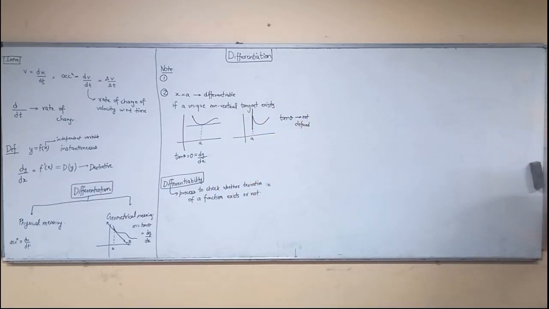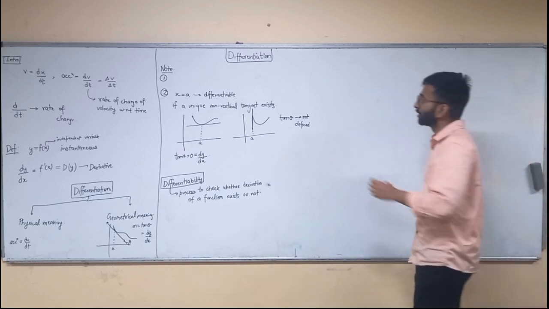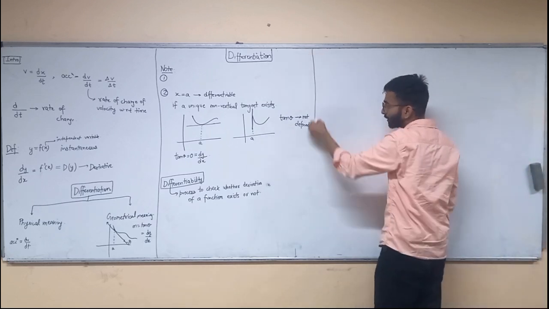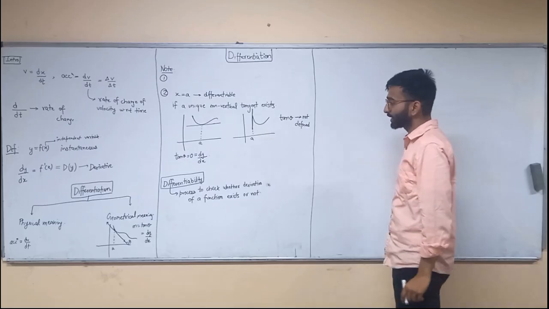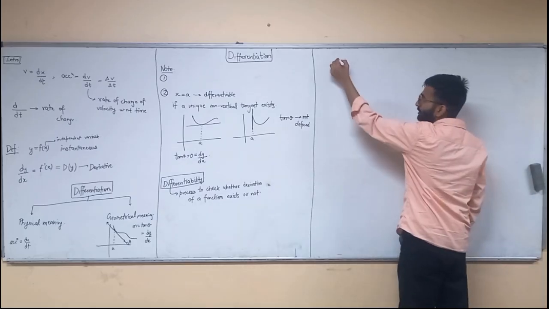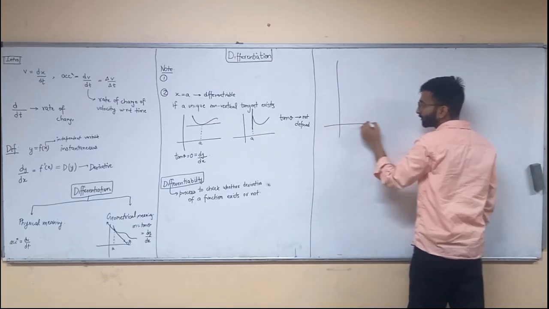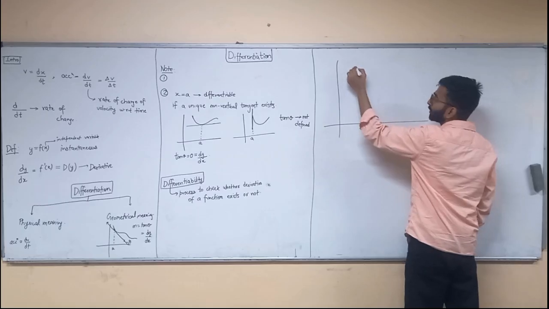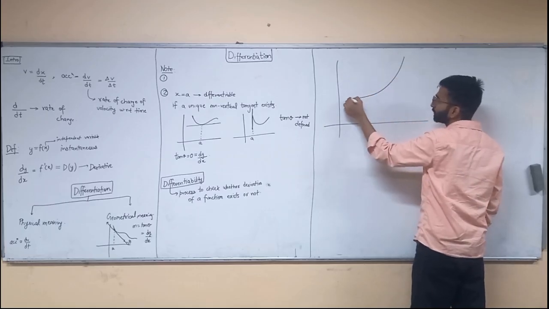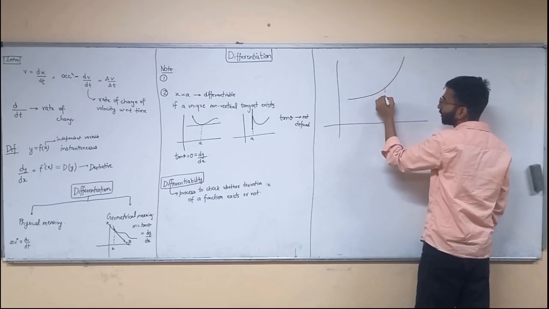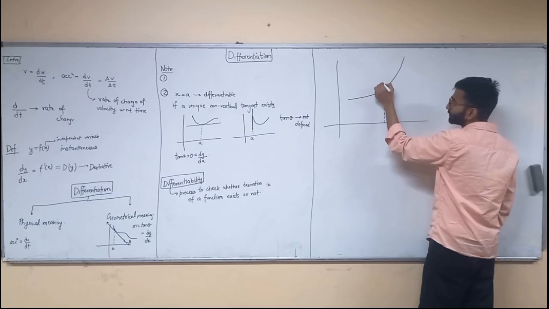Alright friends. So how to check? Let us suppose I draw a curve. This is a curve. This is point A.